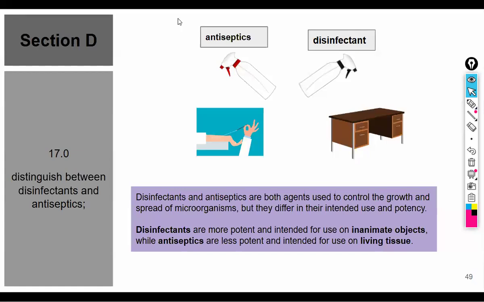Yeah, antiseptics, right? Both of them deal with killing bacteria. But antiseptics are more gentle. You just use it on human skin. Disinfectants are used on inanimate objects like a desk, a kitchen counter.